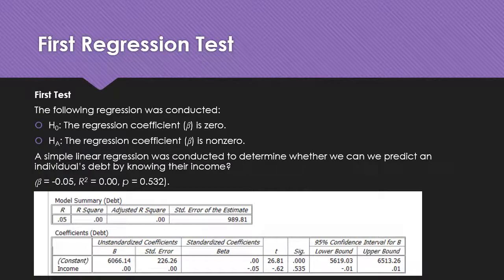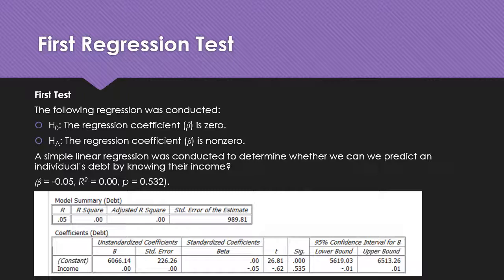This was our first regression test, where we are looking to determine whether we can predict an individual's debt by knowing their income. Income is the independent variable, debt is the dependent variable. The null hypothesis was accepted, and we saw that there was no significant result found. The way we arrived at this is that we can see that 0 is in the confidence interval, meaning that we do not have a significant regression.